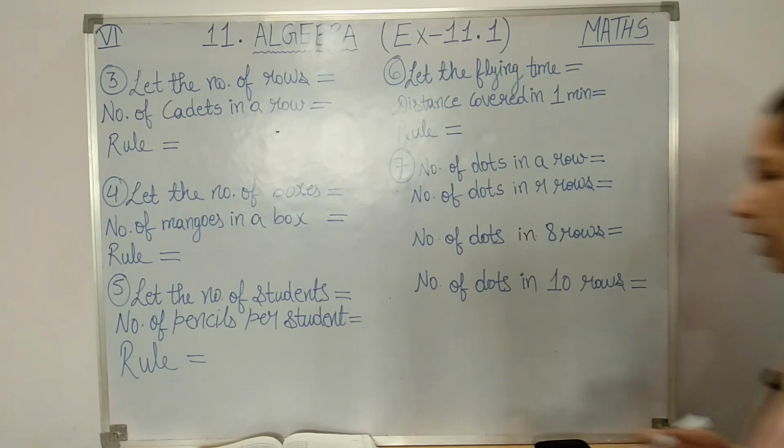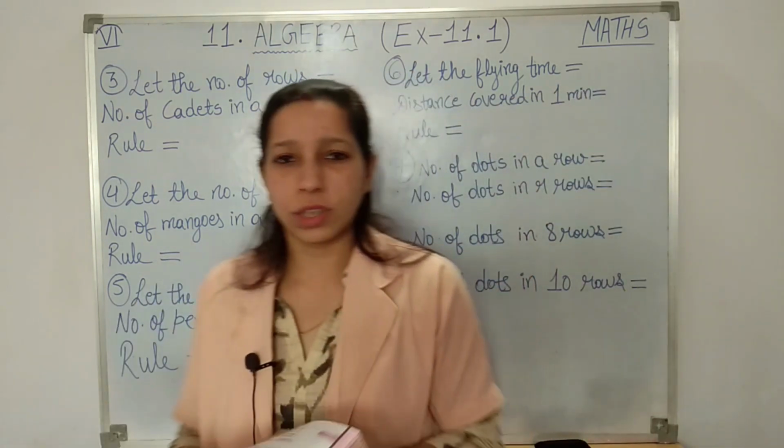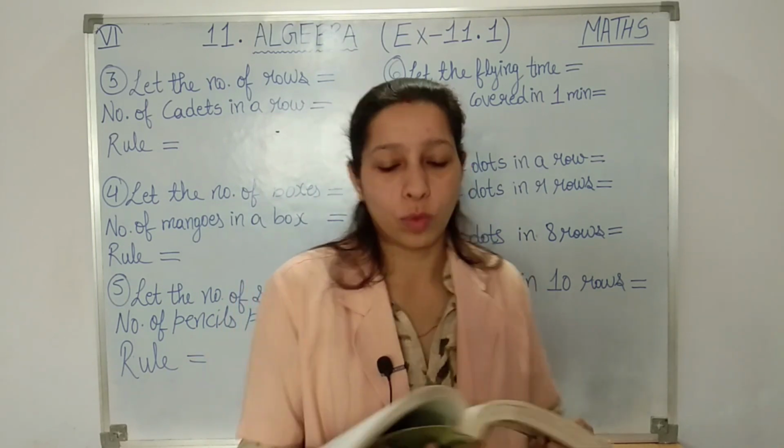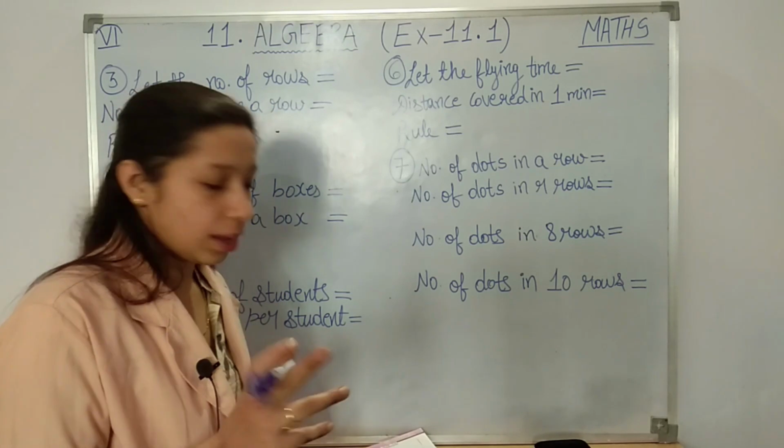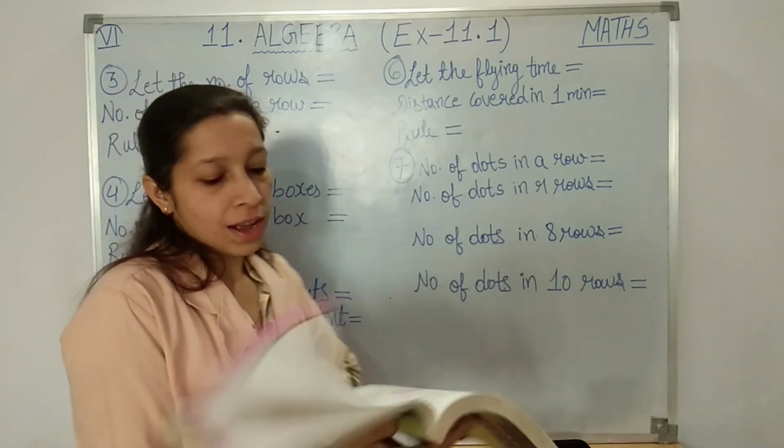So students, question number 2 will be your work. Just the practice question, you can do it by yourself. Question number 3 we are going to see. Cadets are marching in a parade. There are 5 cadets in a row. So in one row, number of cadets are 5.